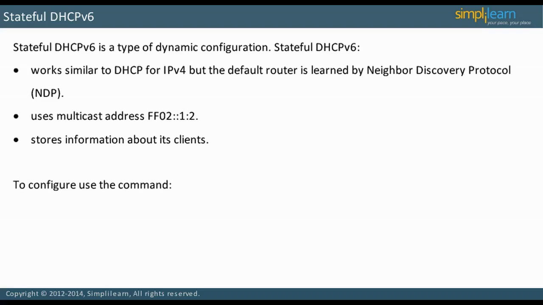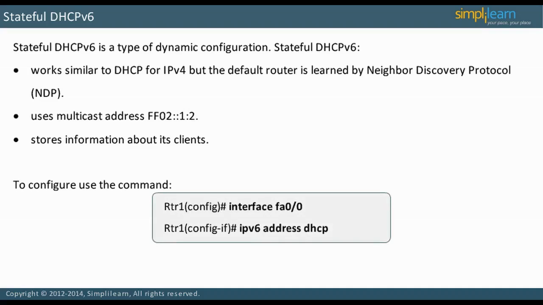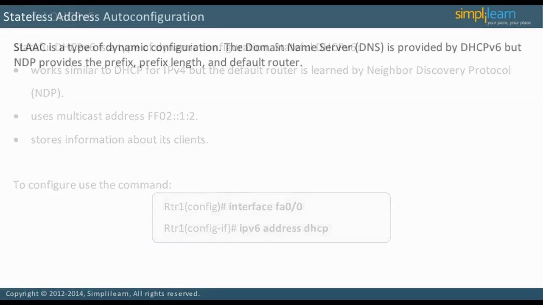To configure it on the interface, enter ipv6 address dhcp. In the next slide, let us learn stateless address auto-configuration.